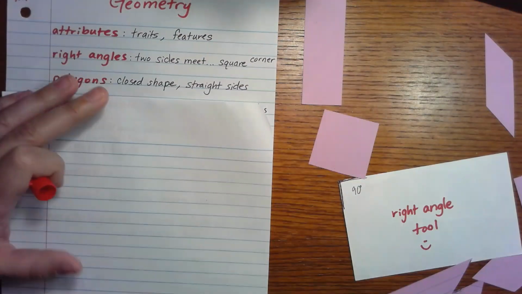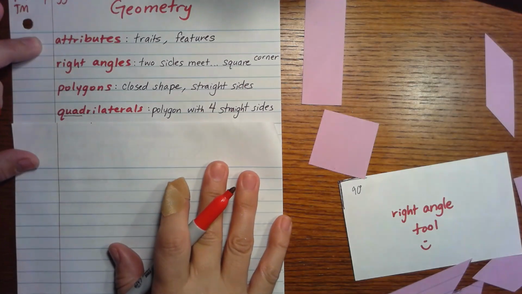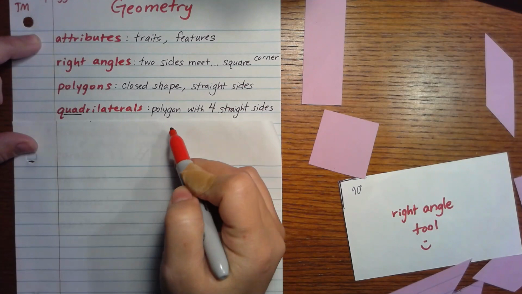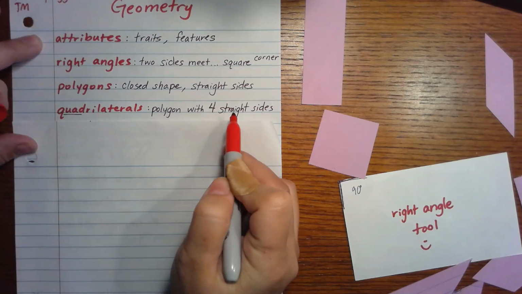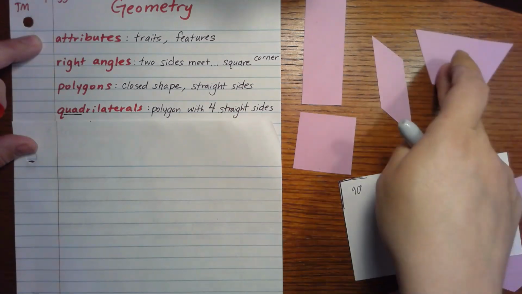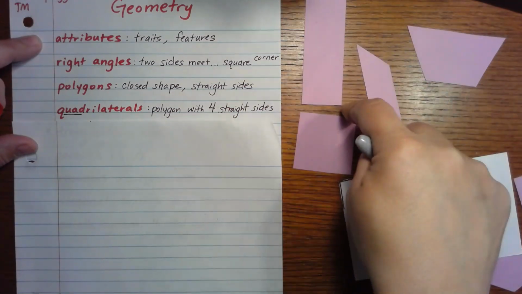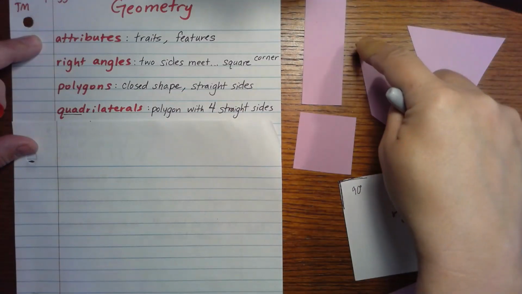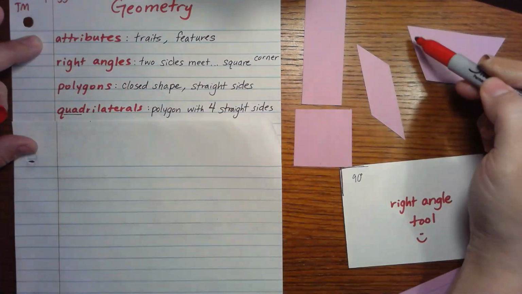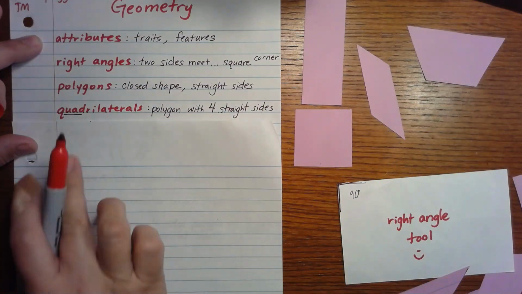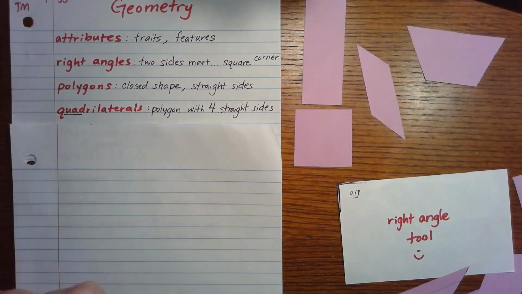The next one that you need to know is a quadrilateral, and quad is a word part that means four. So a quadrilateral is a polygon with four straight sides. You can see a few of them right here. Look at all these quadrilaterals. 1, 2, 3, 4. 1, 2, 3, 4. 1, 2, 3, 4. These are all four-sided polygons, so they are called quadrilaterals.